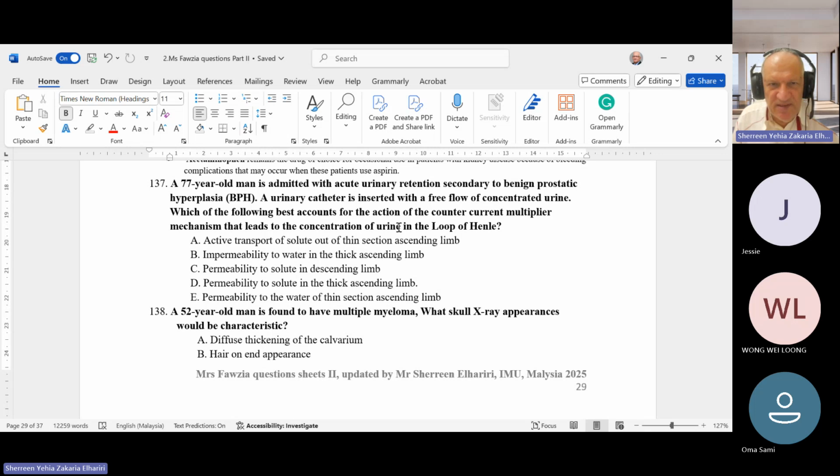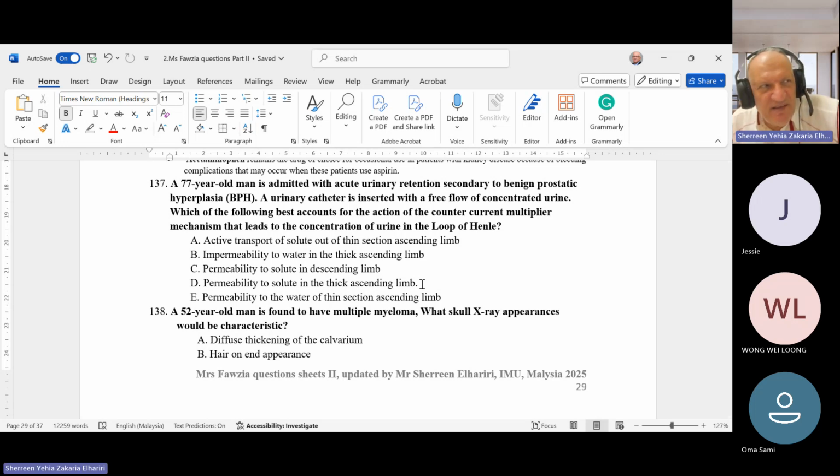So it is important in this question, you can find some knowledge is correct, but is not related to the question. Like, for example, impermeability to water in thick ascending limb is correct, but it is not the cause of concentration. So permeability to solute in the thick ascending limb is a correct answer. So D is a correct answer.